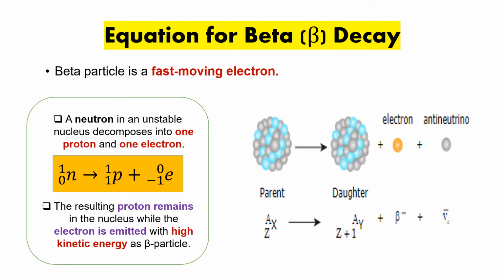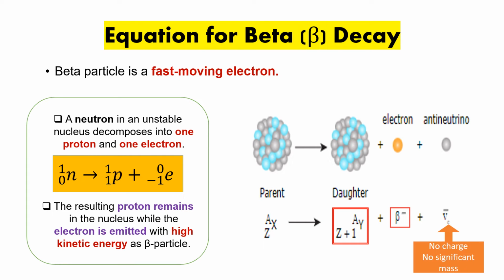As shown in this picture, the parent nucleus will produce daughter nucleus and electron as a beta particle. For this, beta particle is the counterbalance to the positive charge of the proton, and in addition to this, a particle called antineutrino is also released. However, this antineutrino particle has no charge and does not have any significant mass either.